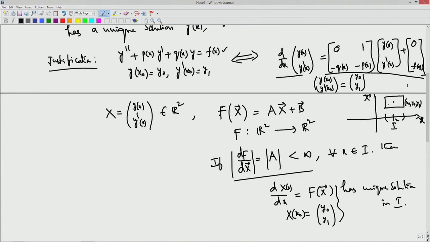So, passing through, you will have a space curve, that means you have a y of x in the neighborhood of x naught. That is the existence theorem.